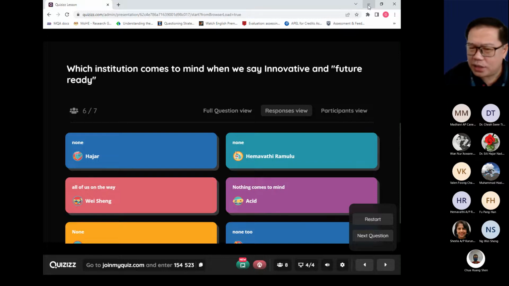Now, why are these questions important? The reason why these are important is because it gives us a snapshot of what we understand. Where do we actually stand? What are we doing well? Are we being ready for the students of the future?